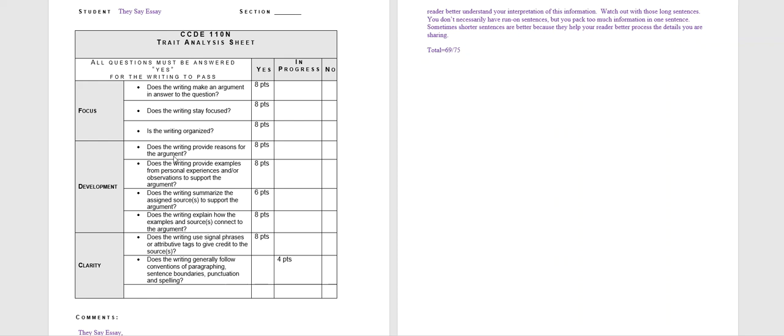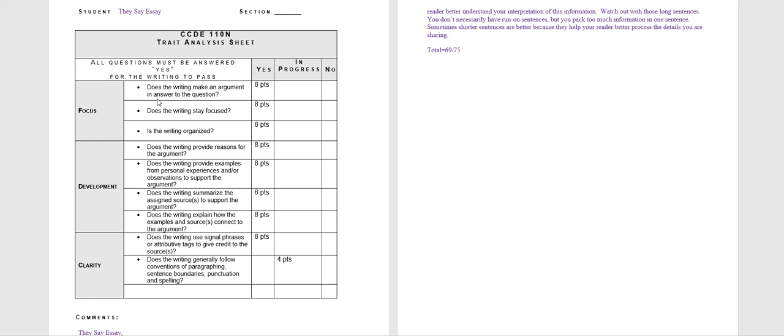For this first peer review, you are focusing on this first criteria, the area of focus. And so if you'll notice, the questions that you're answering for your partner are these 3. You're responding to the question, how does the essay make an argument to answer the question? And for that first question, you can just say the writer provides a thesis statement that states, and then you can just restate the thesis statement. And that way you're describing how the essay is making an answer to the question.